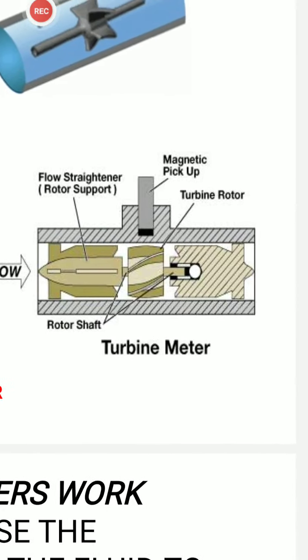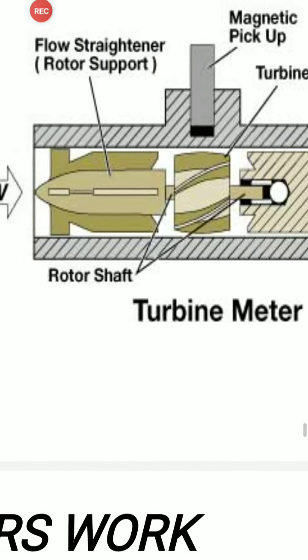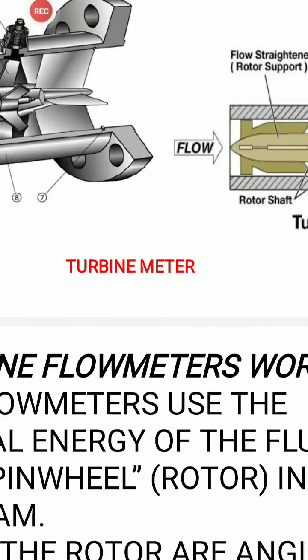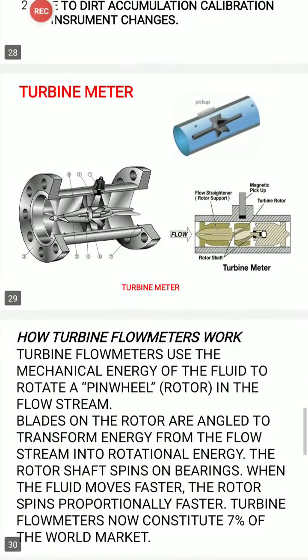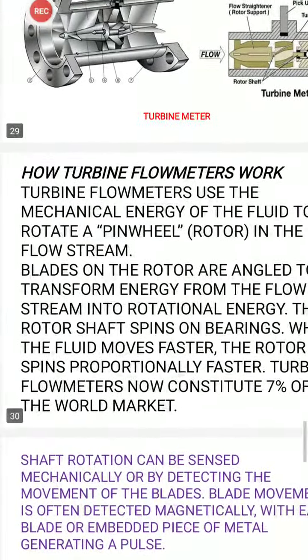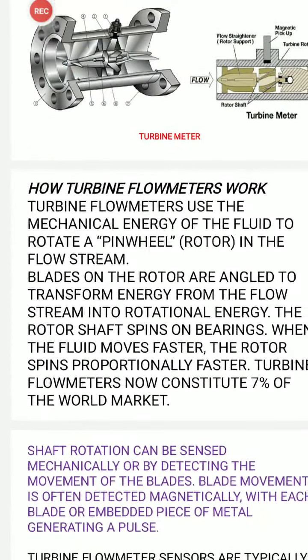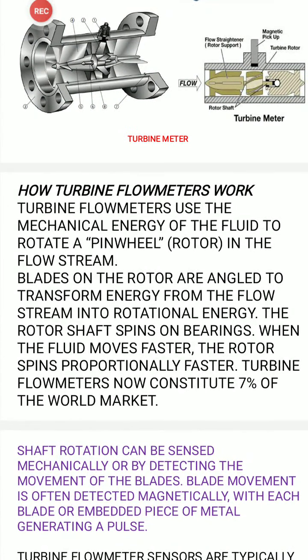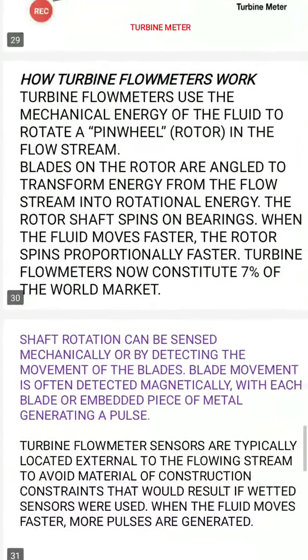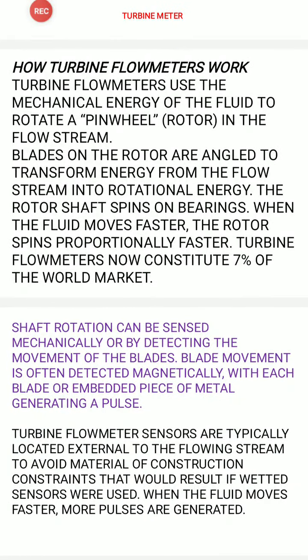So these are the three sketches. If you are observing these three sketches, then we can start the working: how the turbine flow meter works. The turbine flow meter uses the mechanical energy of the fluid to rotate a rotor or pinwheel in the flow stream. Blades on the rotor are angled to transform energy from the flow stream into rotational energy. Ultimately, whatever the energy in the fluid, that gets transmitted to the vanes. The rotor shaft spins on bearings.